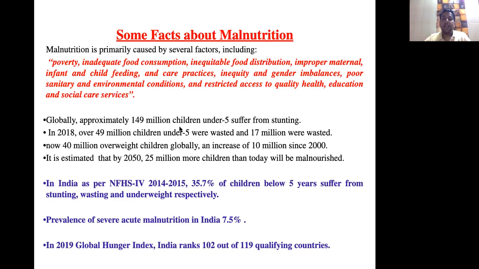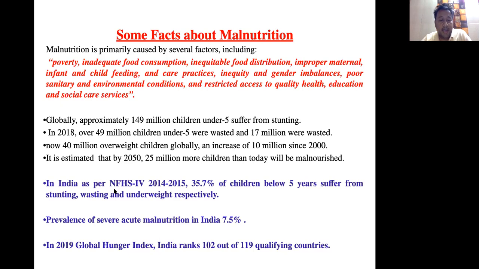Stunting means less height for age. The height which should be appropriate for a child's age is not there; he is shorter than the ideal height for that age. That shows the child is suffering from chronic malnutrition. Again, wasting means low weight for age. The ideal weight for that age is not there, and the child has low weight for that age, which denotes acute malnutrition. Undernutrition shows a combination of stunting and wasting.